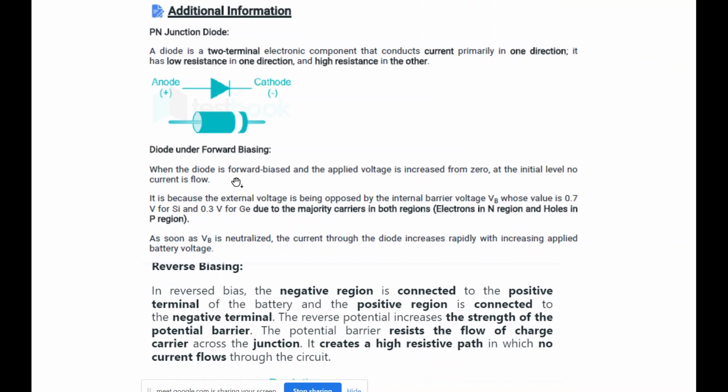Now, there are two types of biasing. One is forward biasing, one is reverse biasing. What happens in the forward biasing? When the diode is forward biased and the applied voltage is increased from 0 at the initial level, no current flows. It is because the external voltage is being opposed by the internal barrier, whose value is 0.7 volt for silicon and 0.3 volt for germanium, which are majorly used. Now, due to the majority carriers in both the regions, electrons in N region and holes in P region, as soon as the barrier is neutralized, the current through the diode increases rapidly with increasing applied battery voltage.